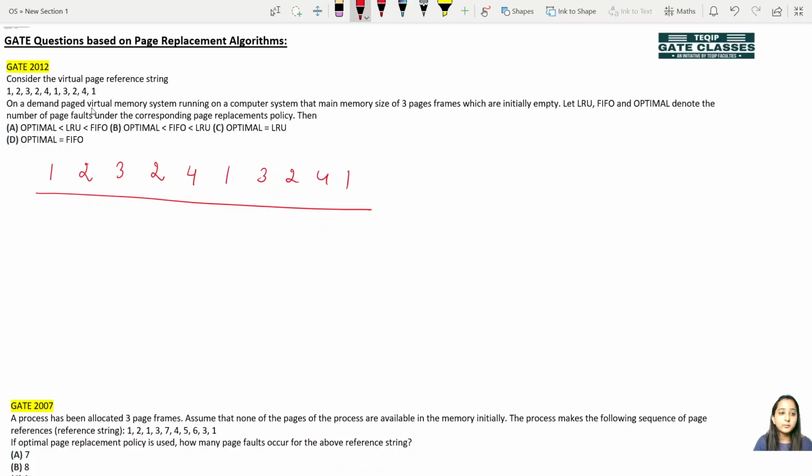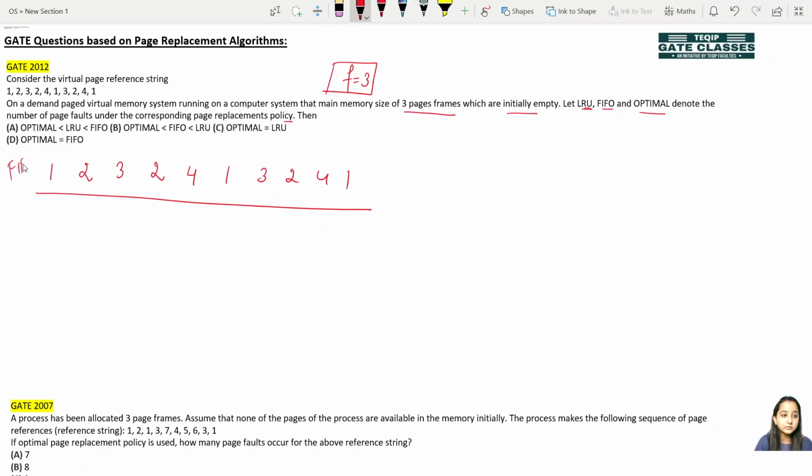In a demand paged virtual memory system running on a computer system, the main memory size is 3 page frames, which is initially empty. Let LRU (least recently used), FIFO, and optimal denote the number of page faults under the corresponding page replacement policy. There are 4 different options given, and you have to compare the different algorithms. The frame size is 3 in all the cases.